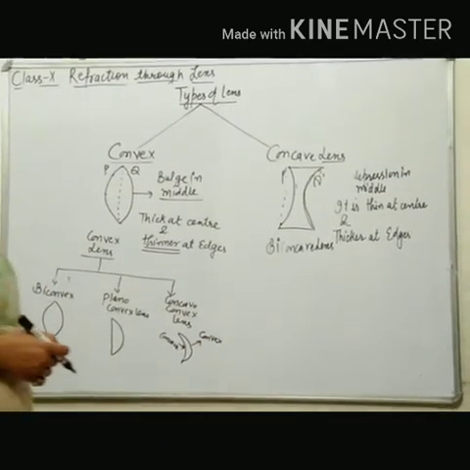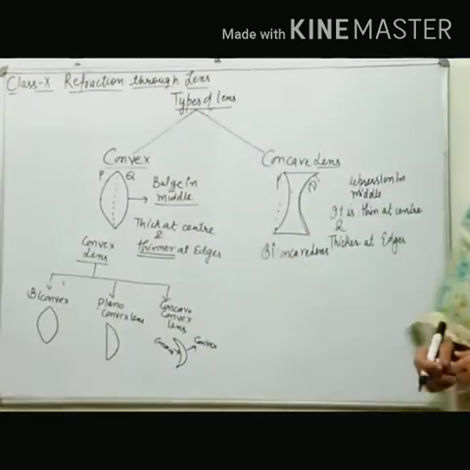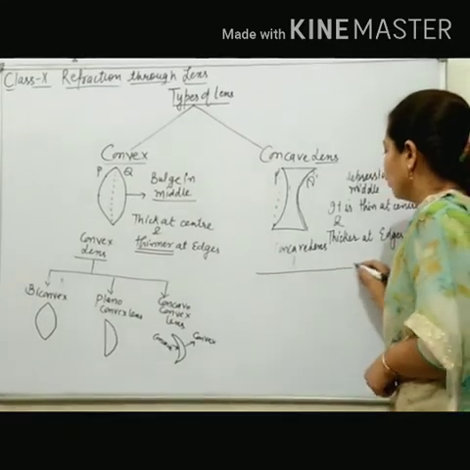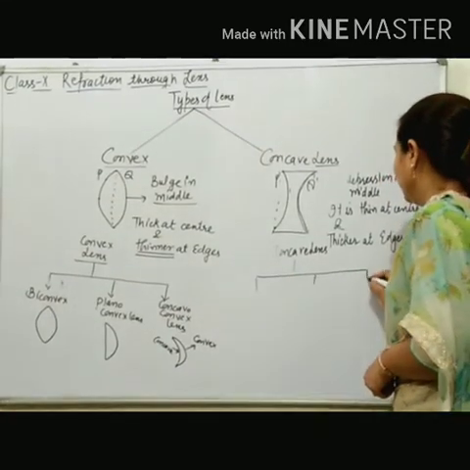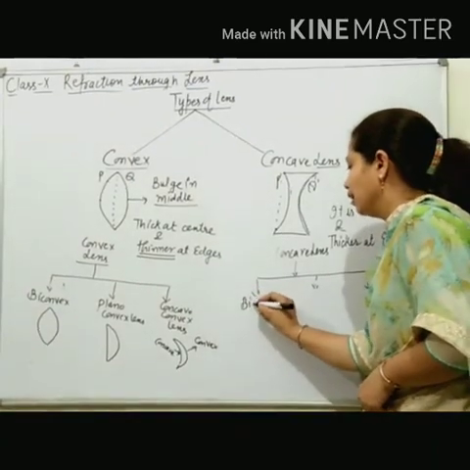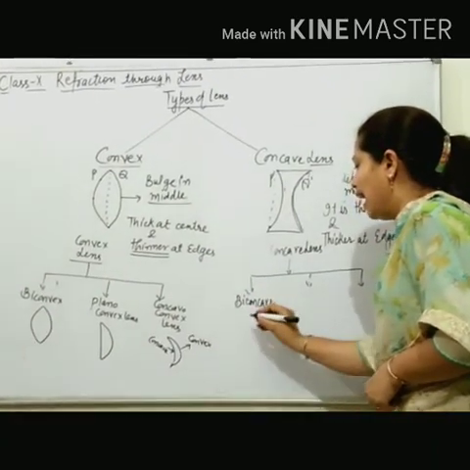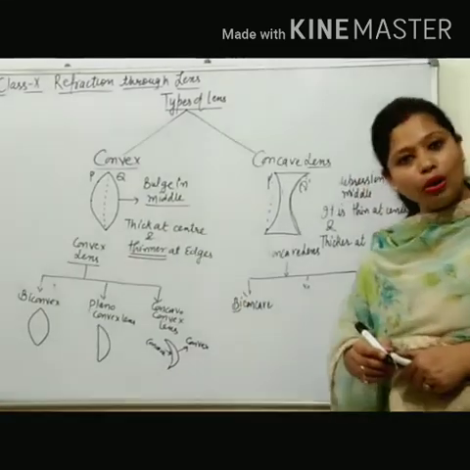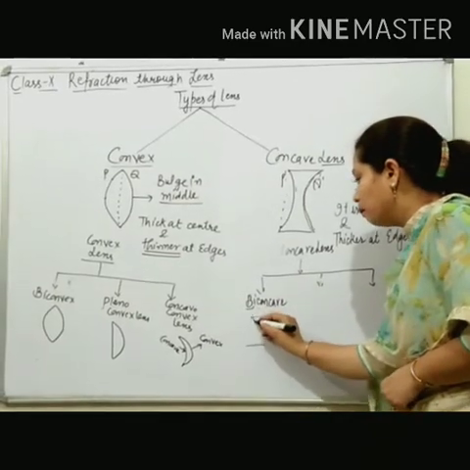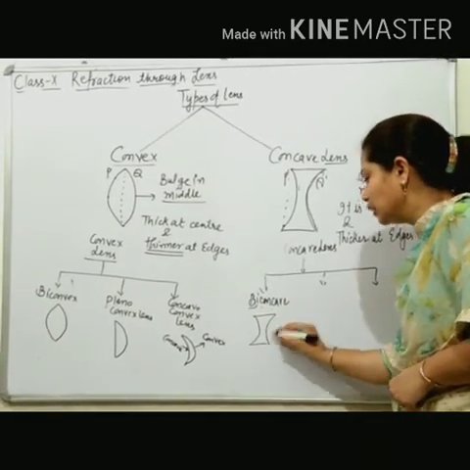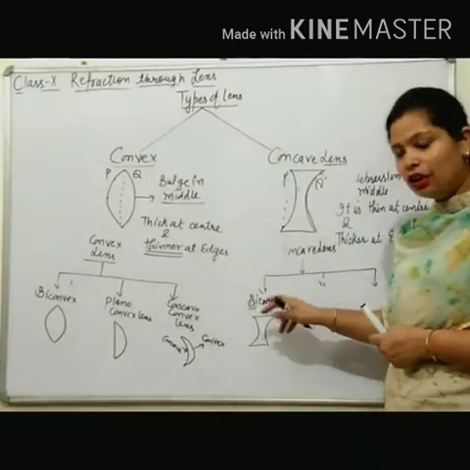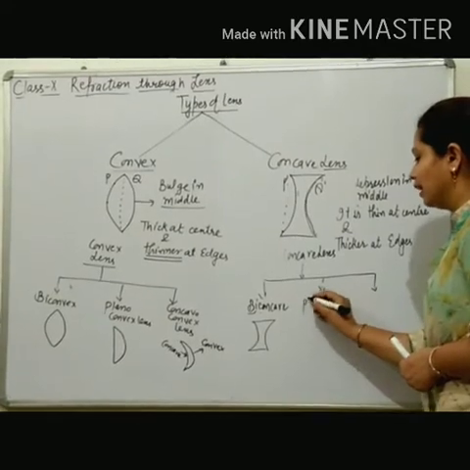Now similarly, there are three types of concave lens. Okay, so I am mentioning here types of concave lens. First one is biconcave lens. As the name indicates, both the surfaces are concave, going inward, depressing in inward direction. Due to depression in inward direction, both the surfaces are concave, so it is termed biconcave lens.